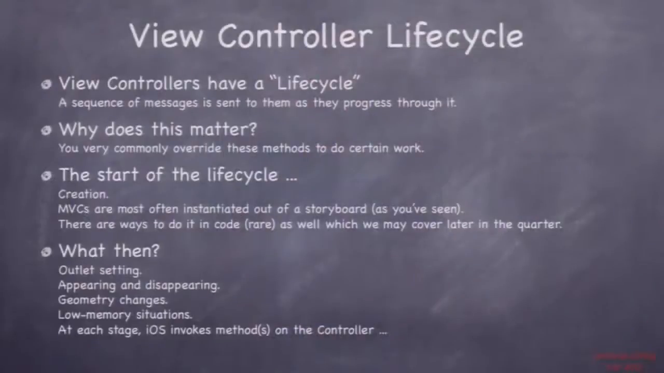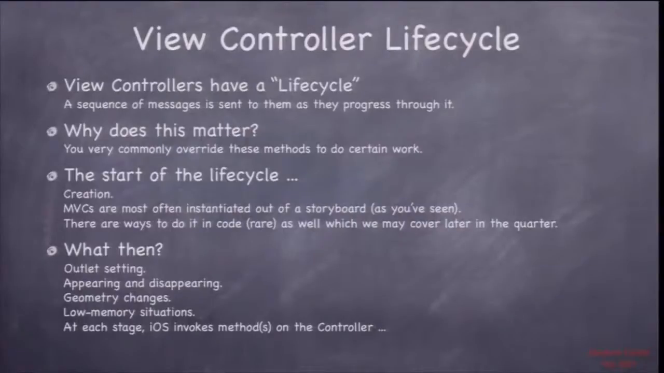But after it's created, it goes through the following process. Your outlets get set, okay? Got to have those outlets set. Then your view controller appears on screen, and it might disappear from screen. You haven't seen that yet because right now you've only had one view controller in your whole app. It only disappears when the app quits. But when you have multiple view controllers, they'll appear and disappear on screen. Their geometry changes, either device rotation or something else can cause the bounds of your view of your MVC to change. Low memory situations, again, not strictly speaking part of the view controller lifecycle, but that can happen while you're running. And at each of these steps, a method gets called.